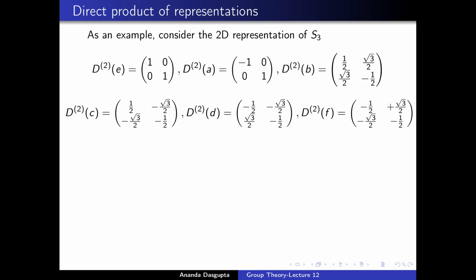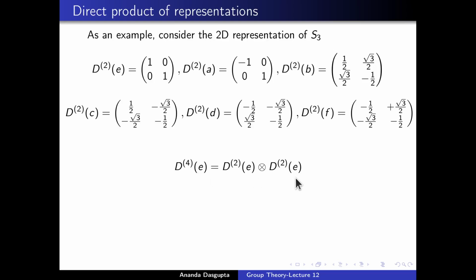So this is the 2D representation of S3 that we had calculated in a previous lecture. The 6 elements E, A, B, C, D and F of the group S3 are represented by these 2x2 matrices, and we are now going to form D2 cross 2. That is, this is a 4-dimensional representation, let's call this D4, and D4 corresponding to the identity element, D4E, will be D2E direct product with D2E.